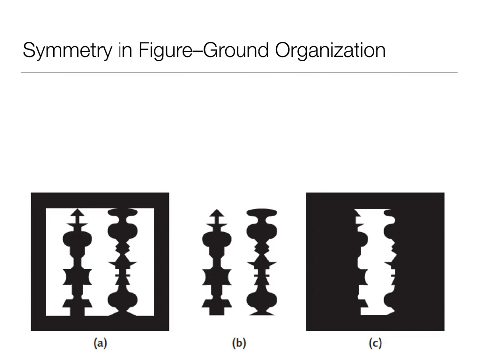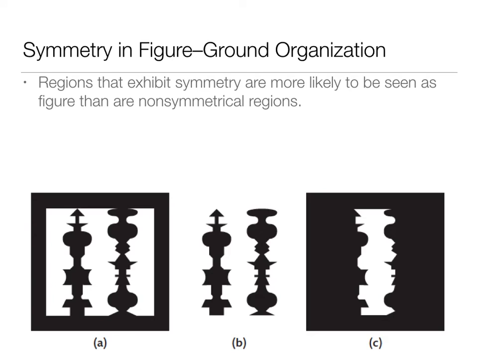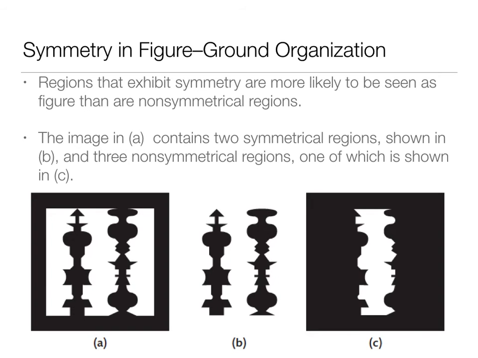Another one of these is symmetry. And this is that regions that exhibit symmetry are more likely to be seen as a figure than non-symmetrical regions. The image in A contains two symmetrical regions, and those are shown in B. So those candlestick shapes that are shown in B are those symmetrical images that we see in A. And again, those are what I see as the figure, against the white background.